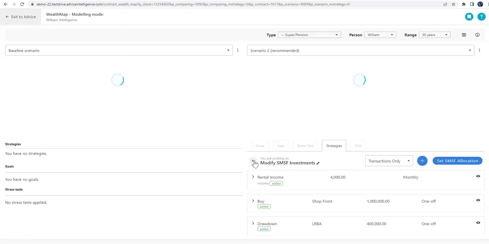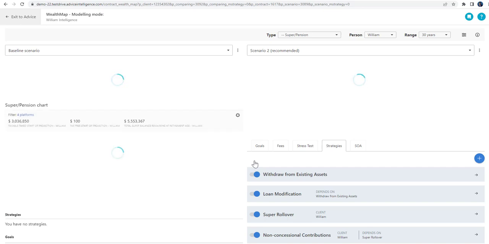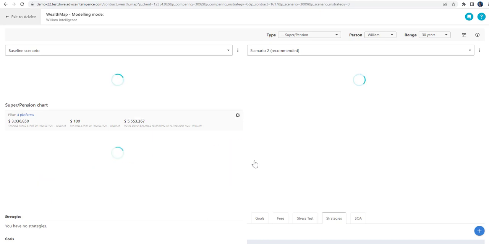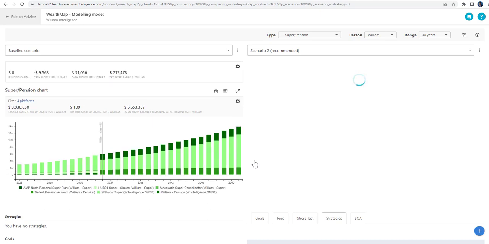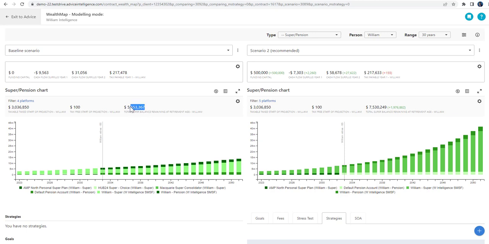of the 3 different strategies on his retirement. So again, you've got the baseline on the left hand side, and his projected total superannuation balance at retirement was about 5.5 million. We've now increased this to about 7.5 million.